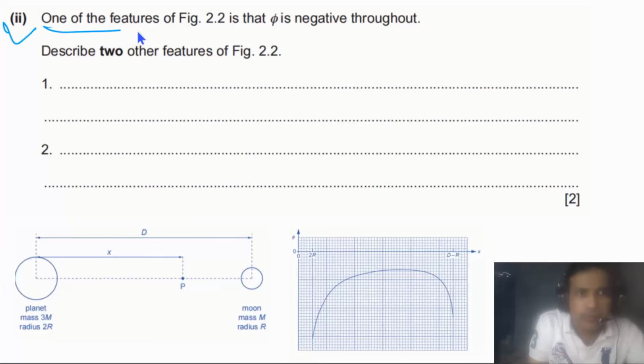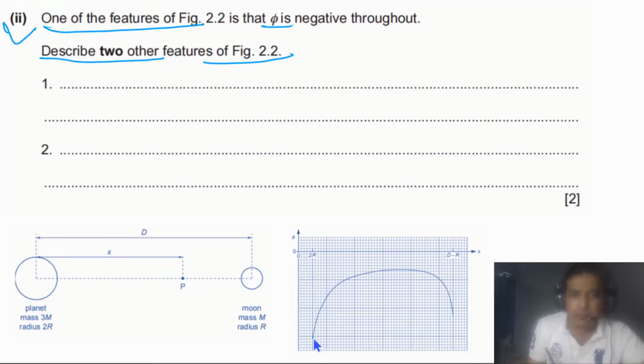Part 2 says: one of the features of figure 2.2 is that phi is negative throughout. Describe 2 other features of figure 2.2. So this is our figure 2.2. If you look at this figure, we can simply compare the potential at the surface. We can compare potential at this point and we can compare potential at this point.